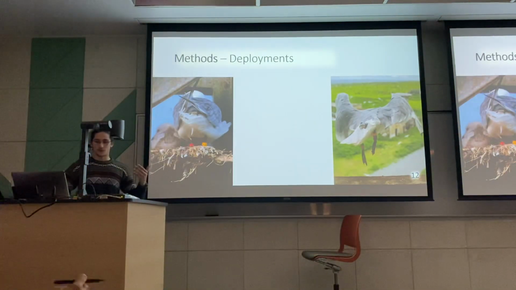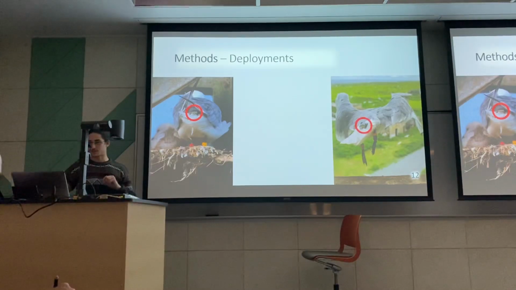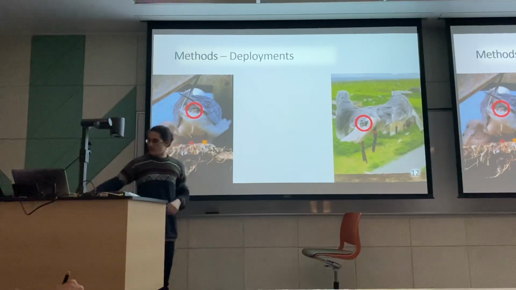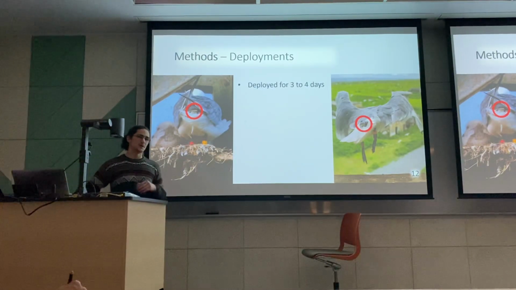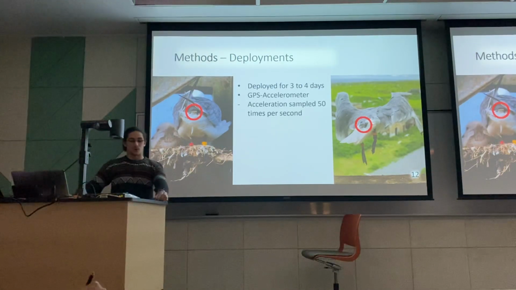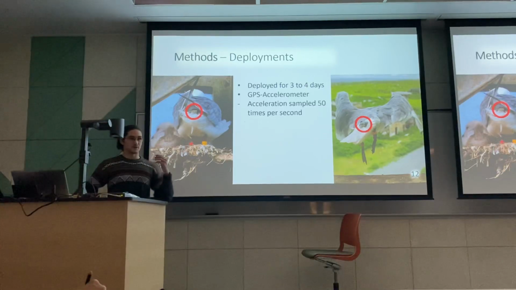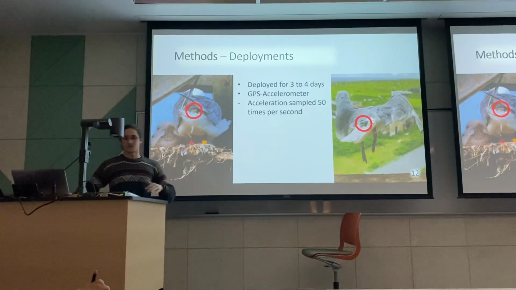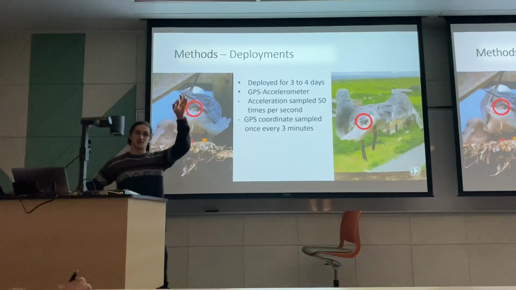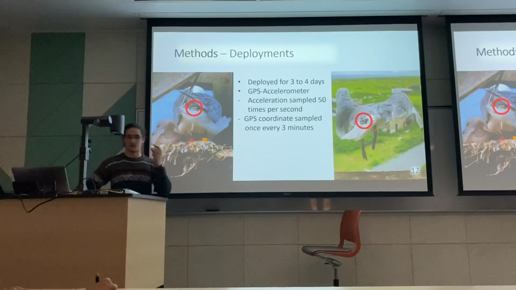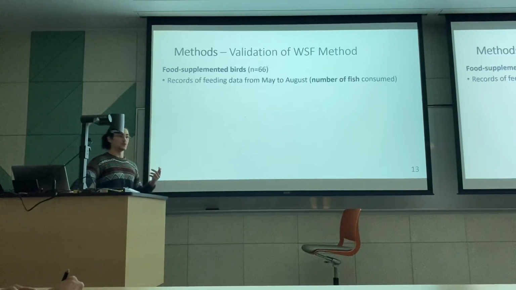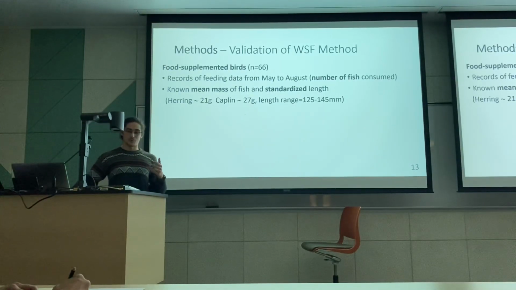So for the deployment, I deployed GPS accelerometers that we can see on the tail feathers of the bird here and there. They've been deployed for 3 to 4 days, sometimes longer when we weren't successful at retrieving them right away. The GPS accelerometers recorded acceleration 50 times a second, so that's enormous amounts of data, and GPS coordinates once every 3 minutes. So every 3 minutes, it pinned the location of the bird and registered that information in the device.